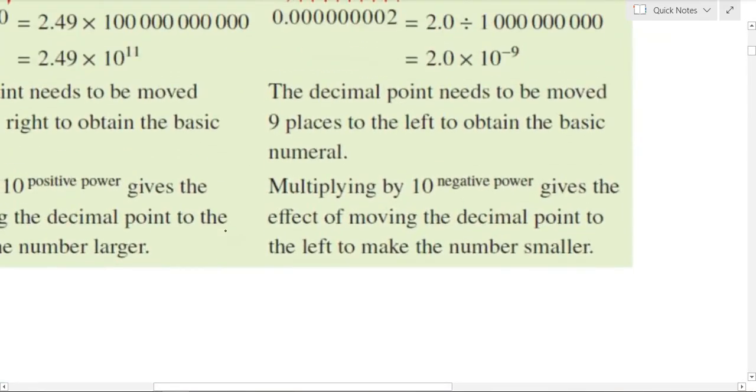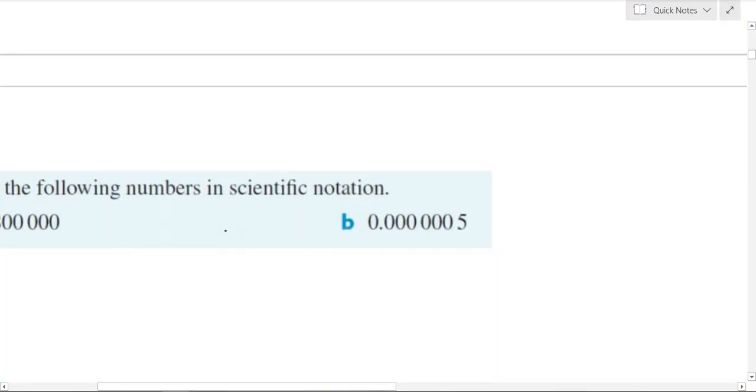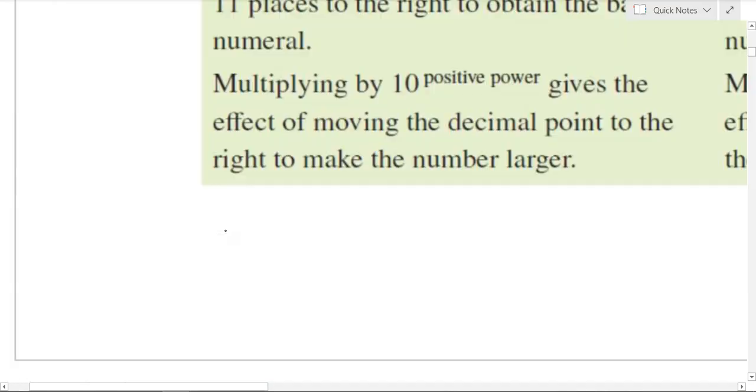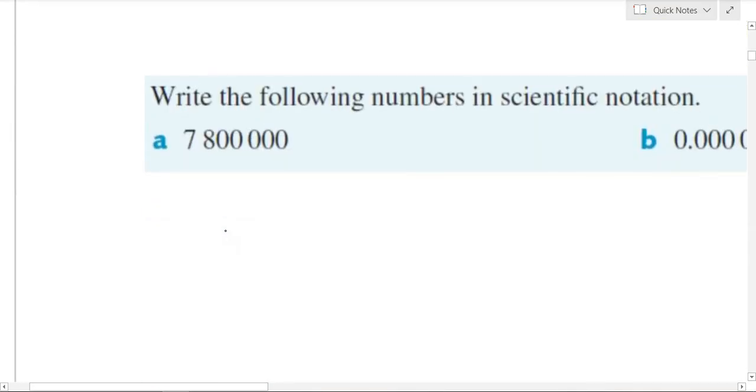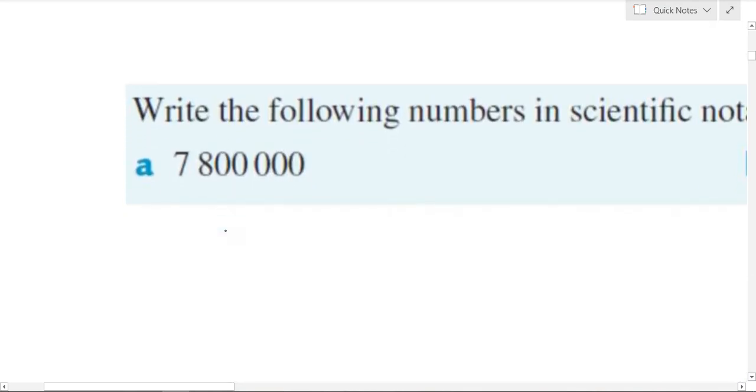So basically, all that I just mentioned is there again, so you can read through it if you need to. But let's do some examples. I want to change this to scientific notation. Let's do this one now, this number here. Remember, the number has to be between 1 and 10. So that means it can't be 78 or 0.78. It has to be between 1 and 10.